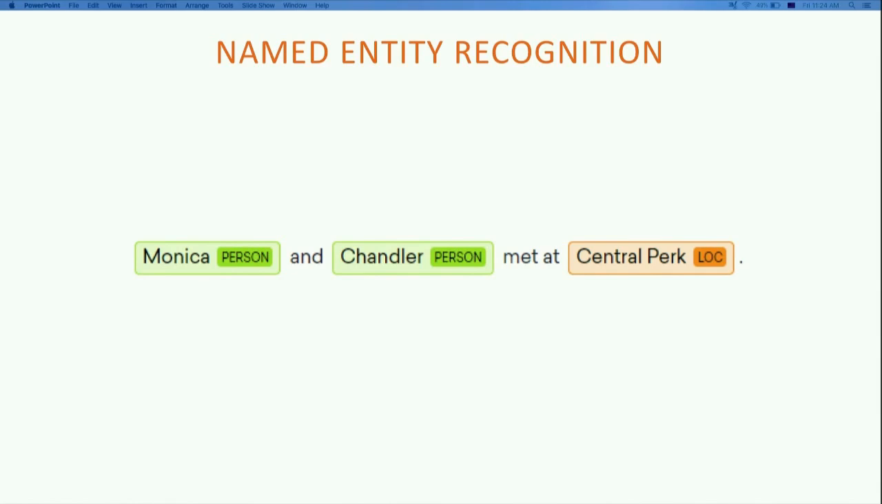Okay, the important catch is that you need to know that Monica and Chandler are people, even though it does not come from a dictionary, right? You need to know that Chandler is not the city of Chandler, Arizona, right? And Central Park, of course, is not a real place, right? It's the kind of imaginary place where they met, on Friends.